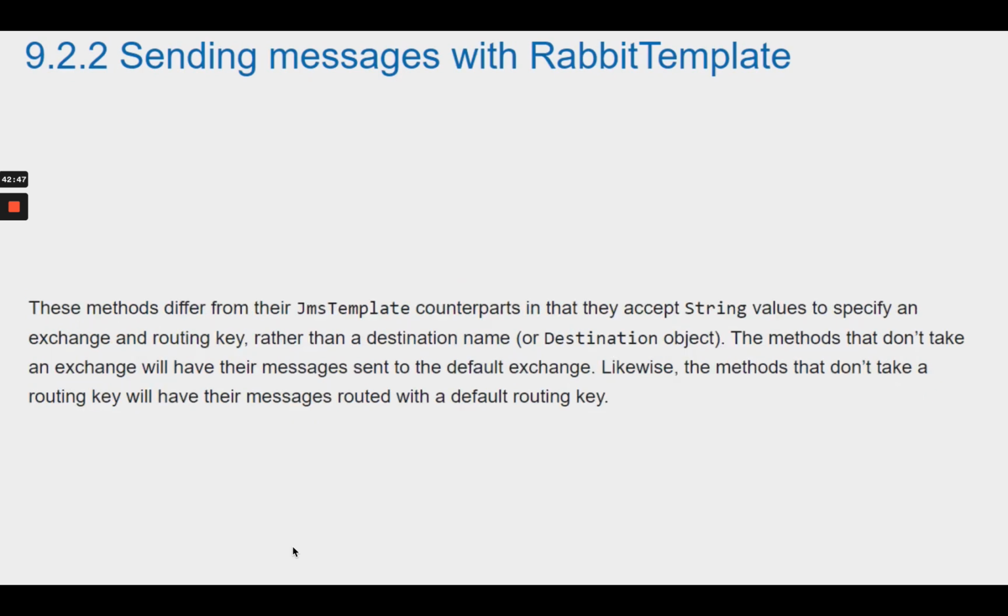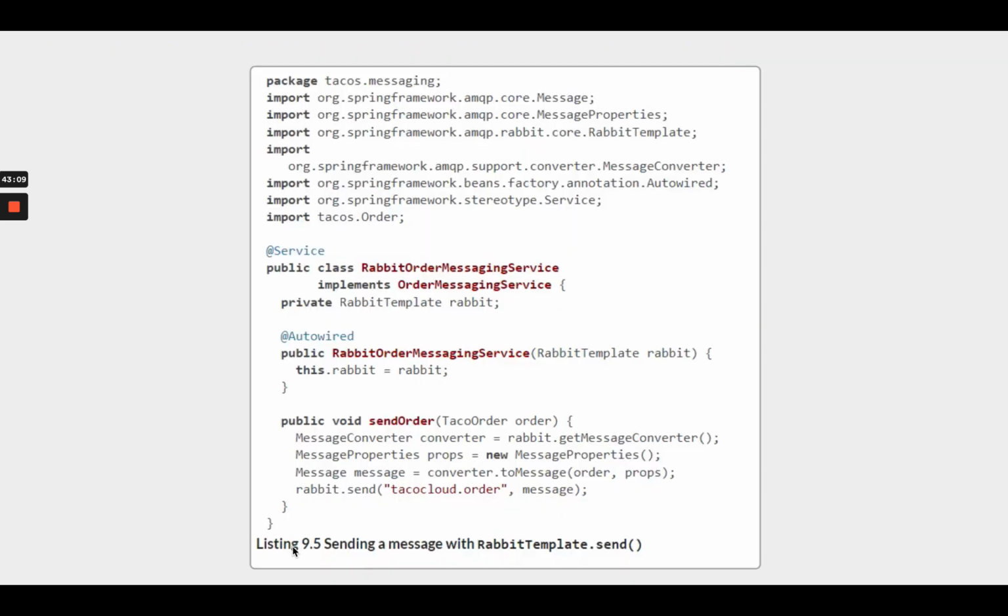These methods differ from their JMS template counterparts in that they accept string values to specify an exchange and routing key, rather than a destination name or destination object. The methods that don't take an exchange will have their messages sent to the default exchange. Likewise, the methods that don't take a routing key will have their messages routed with a default routing key.